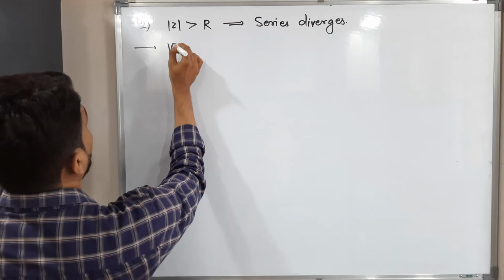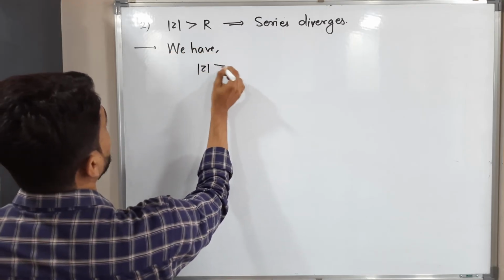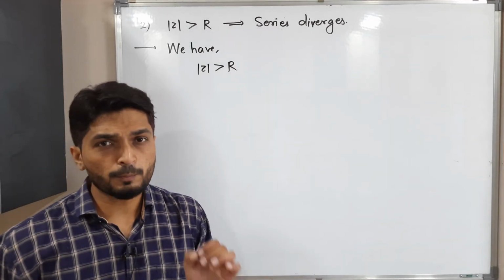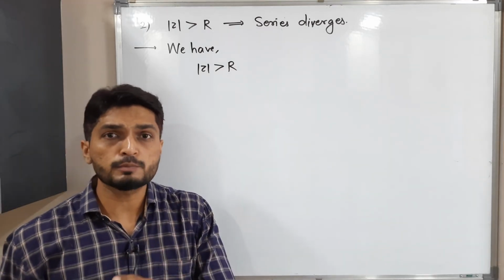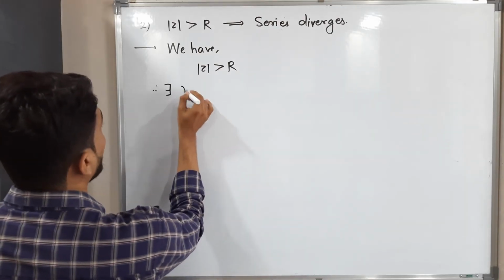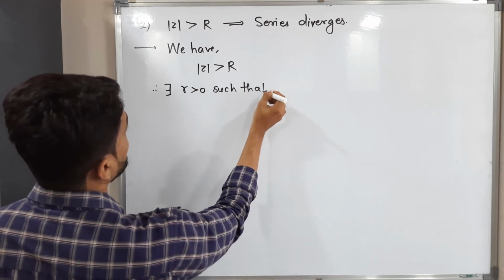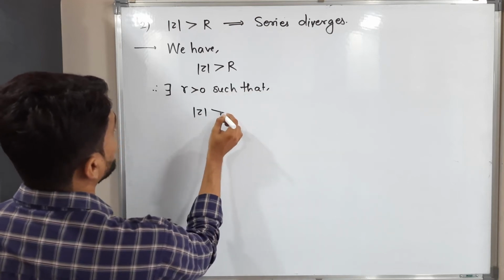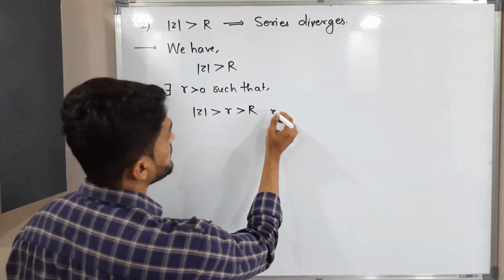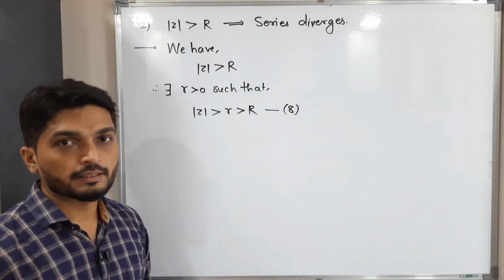So what we have is mod z greater than capital R. So definitely we can find a small positive real number which lies between mod z and capital R. Therefore there exists small r greater than 0 such that mod z is greater than r, which is greater than capital R. I am calling it inequality number 8. I do not remember exactly, but it's 8.